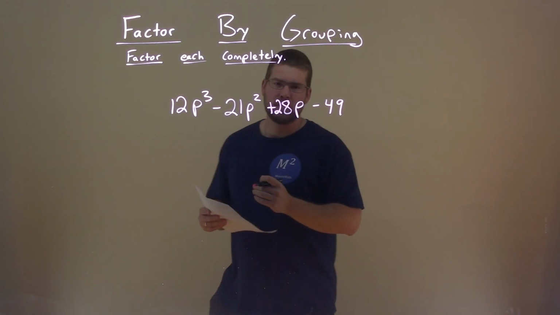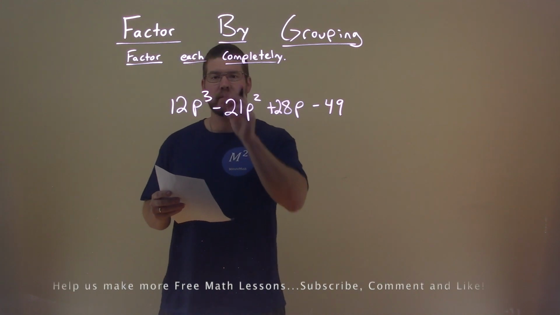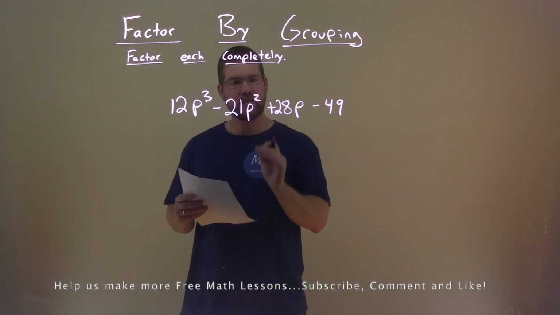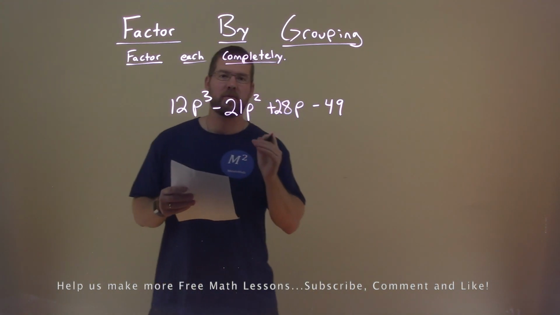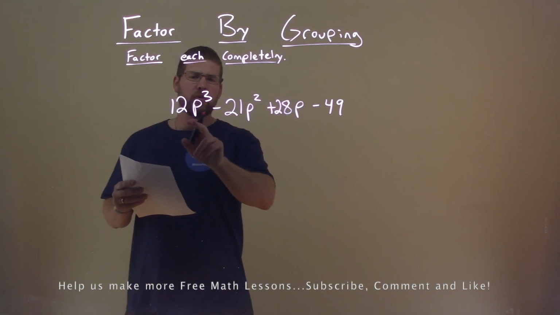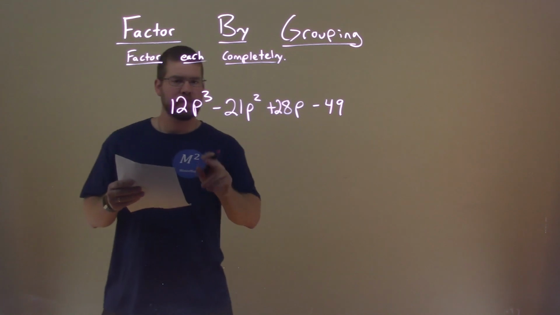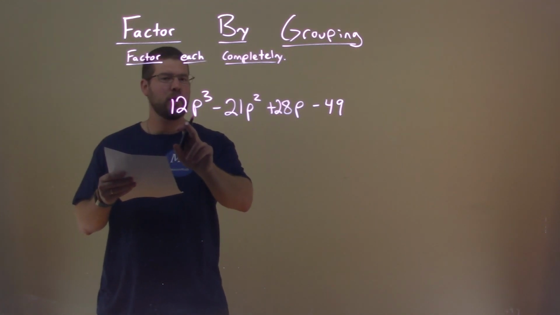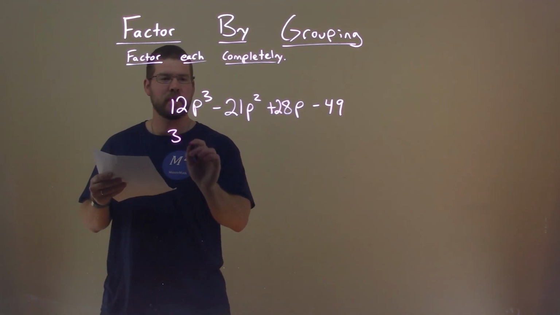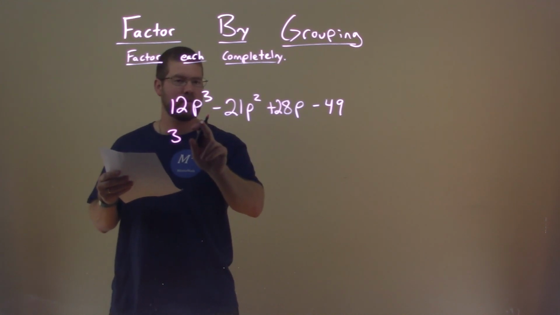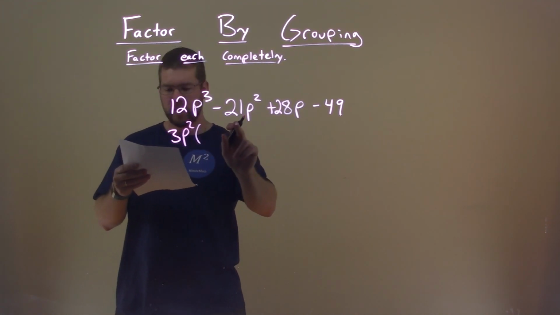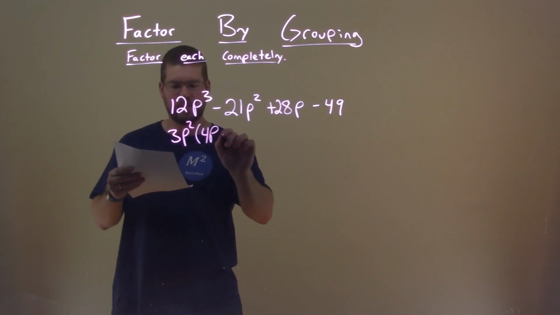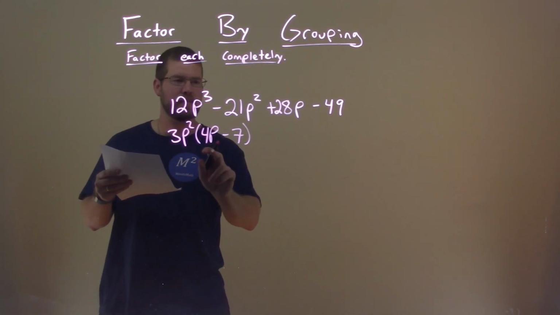We're given this problem right here: 12p to the third power minus 21p squared plus 28p minus 49. And we want to factor this completely. Well, let's look at my first part right here. What do we see? Well, I see that a 3 goes into 12 and into 21. So does a p squared, into p to the third power and p squared. So if I pull that from both of these, I'm left with a 4p minus 7 right here.